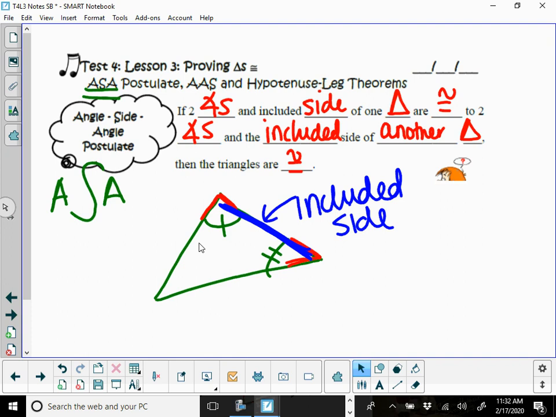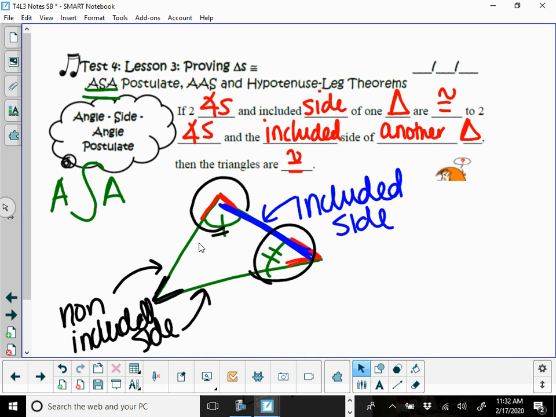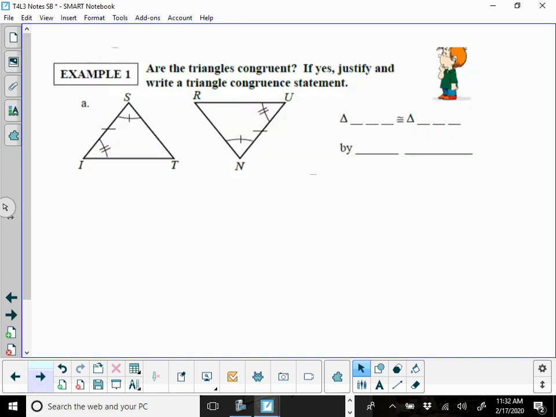Okay, both of these sides touch this angle, which is neither of the angles that you're dealing with, so this is your non-included side. Both of those are non-included sides, okay? So you are looking for 2 angles and the side that is between those 2 angles for angle, side, angle congruency, okay?